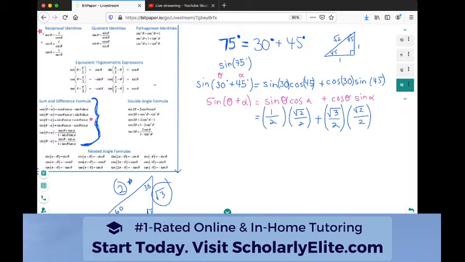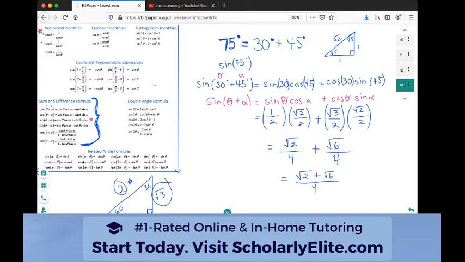Okay, so let's solve this now. These are just standard multiplications. On this side, we have root 2 over 4, and then this is plus root 6 over 4. Then we have root 2 plus root 6 over 4, and that's our final answer.